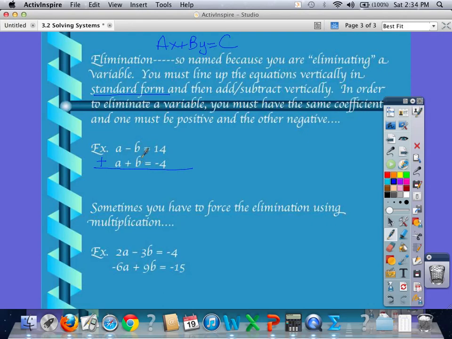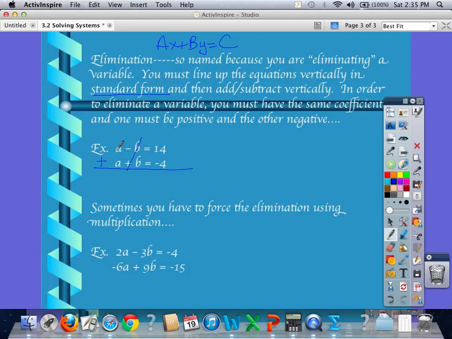Can I eliminate that one? Well, I have a negative and a positive. That's check one. And they're both a coefficient of 1. So yes, I can eliminate my b's. And that's which way I'm going to go. So when I do this, I have a negative b plus a positive b. They go away in just plain old 0.